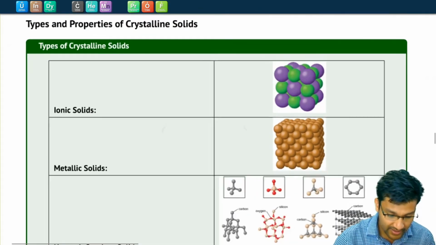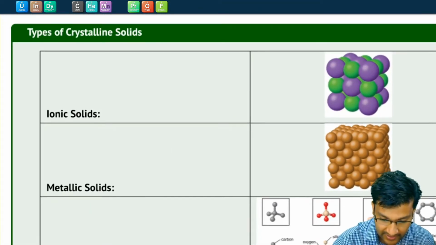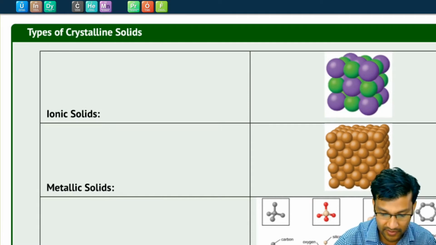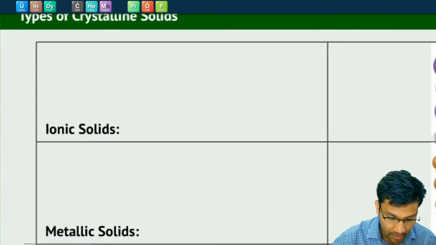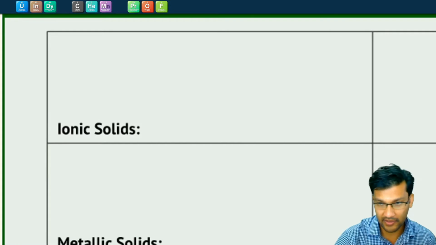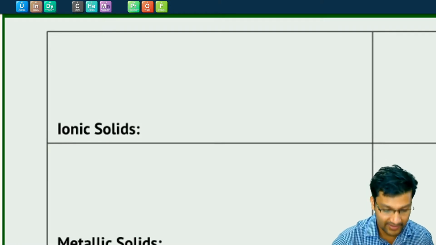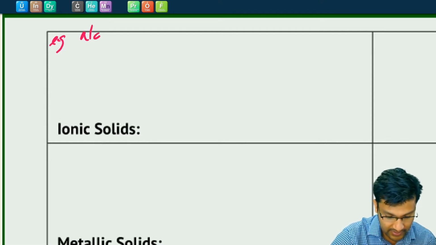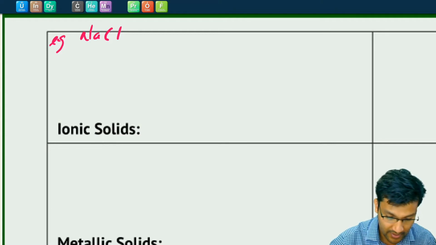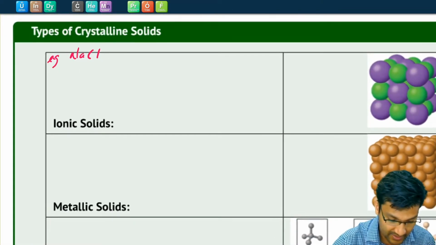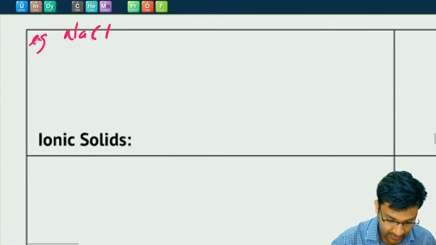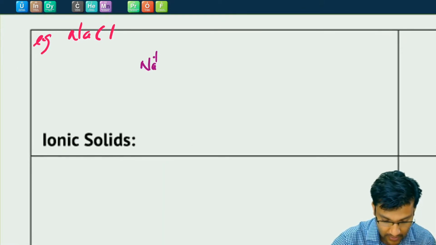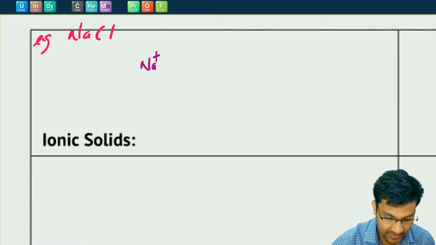Let's start with ionic solids. The picture on the right gives you an idea of what that might look like. But as we know, ionic solids are made up of ions, cations and anions. So let's say we're using the example of NaCl, sodium chloride, table salt, right? Same as the colors on the right, I'm going to use this purple color for sodium ions and the green color for chloride ions.